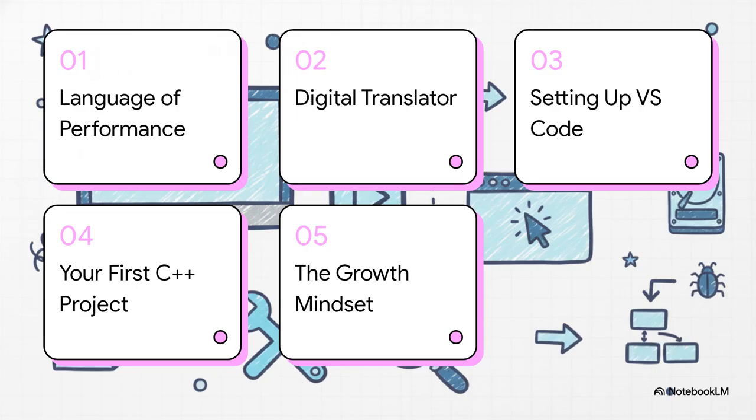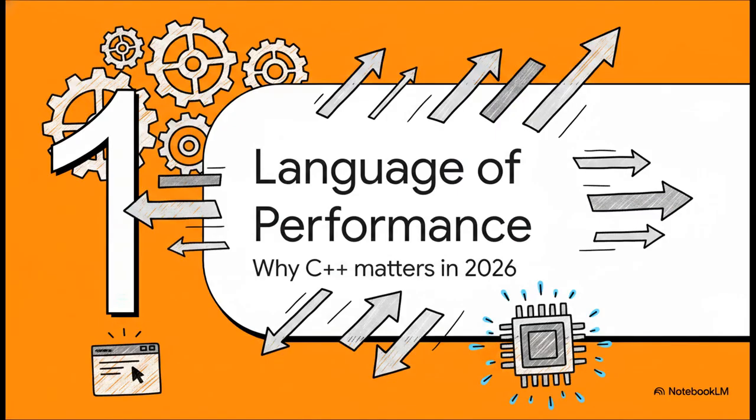We'll cover 1. The language of performance. 2. Installing your digital translator. 3. Setting up VS Code. 4. Your first C++ project. And finally, 5. Embracing the growth mindset. This sequence is precisely how the curriculum takes a student from a blank screen to a fully functioning professional development environment. Let's kick things off with Section 1, the language of performance, and exactly why C++ matters in 2026.